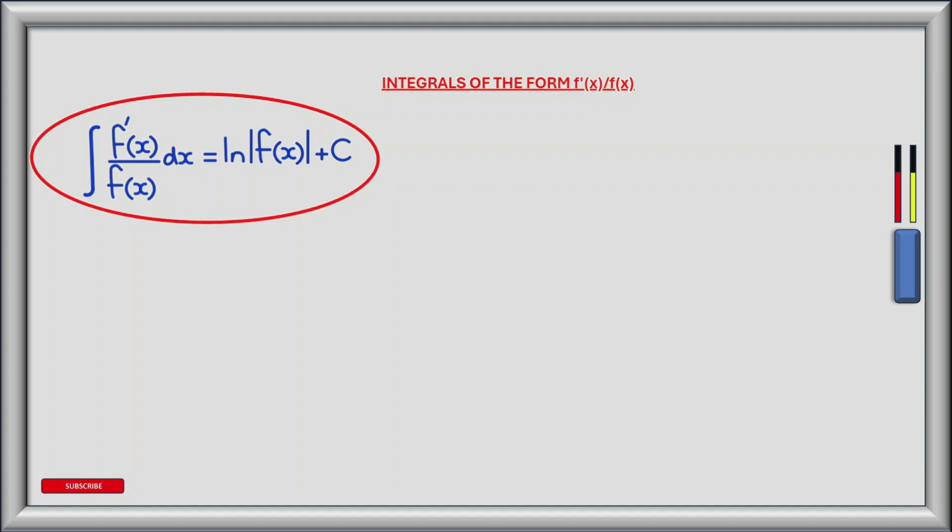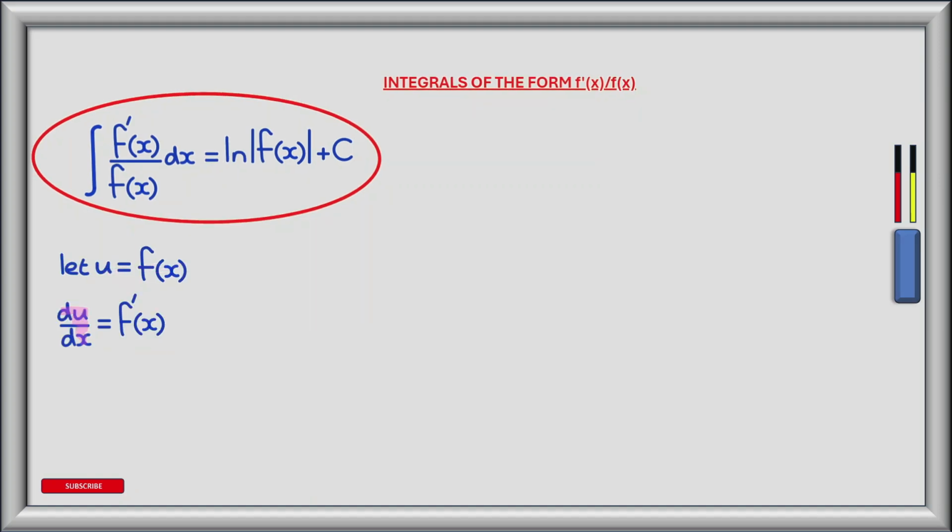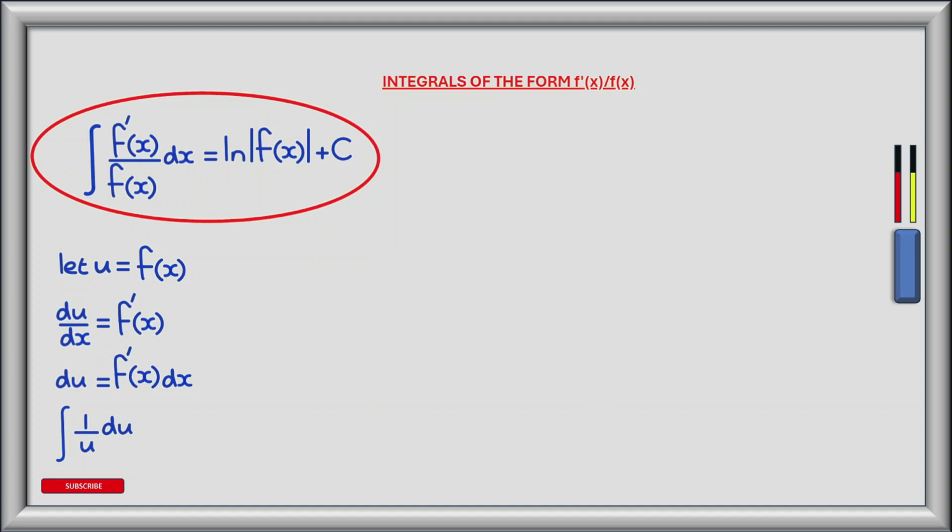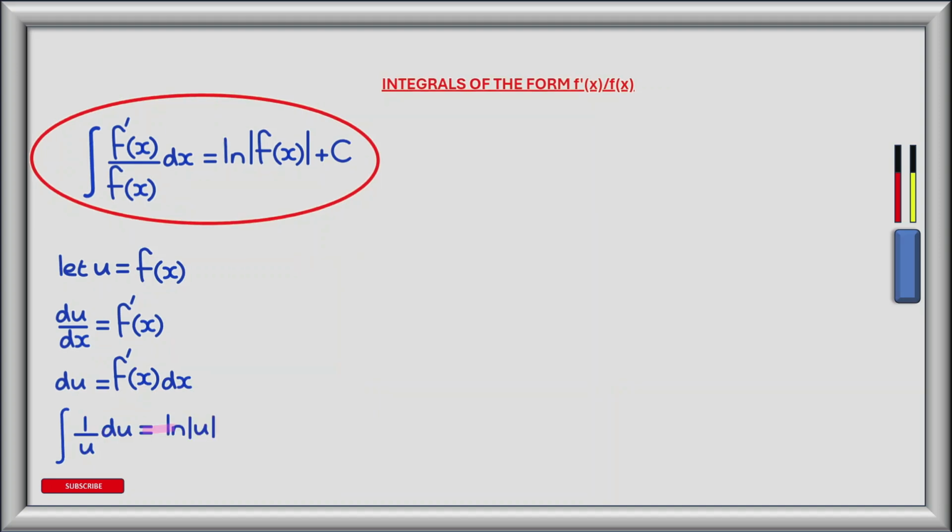So let's say we have this integral, which I've circled, where f is some function of x. How would we go about integrating this? Well, let's begin by trying a substitution. So we'll let u equal f of x. It follows that du by dx is equal to the derivative of f of x, or f prime of x. And therefore du is equal to the derivative of f of x dx. So now, if we make our substitution for f of x, we have the integral of 1 over u du. And this evaluates to the natural log of the absolute value of u.